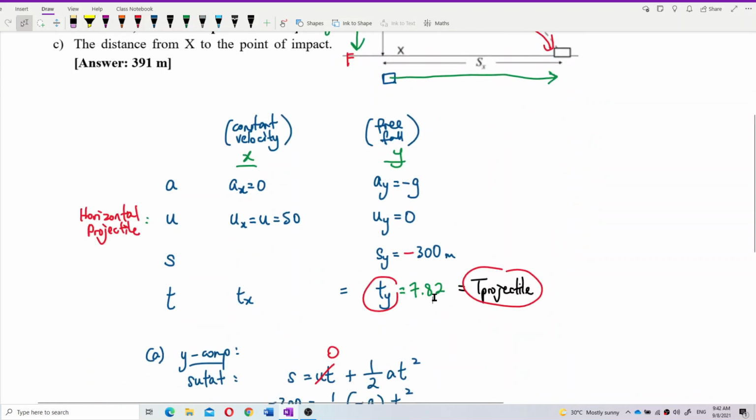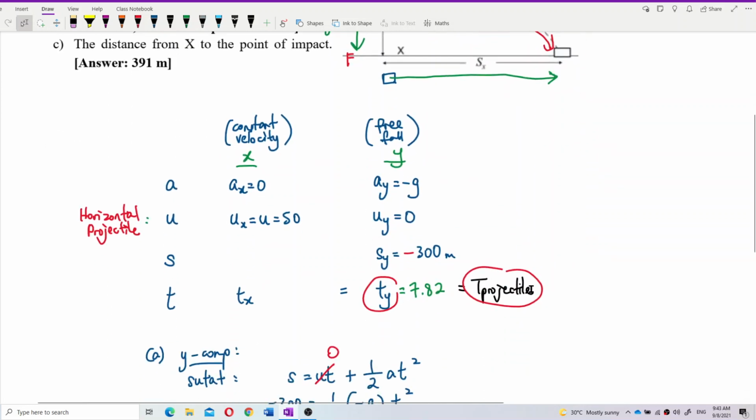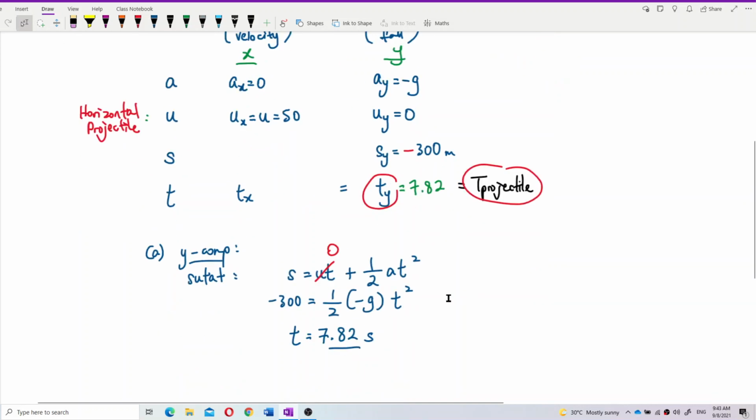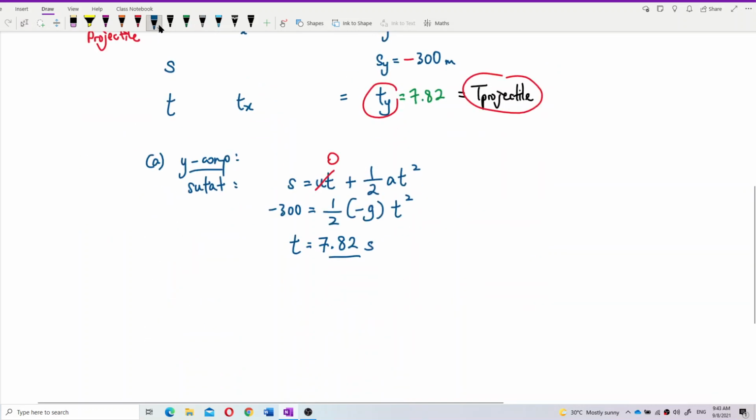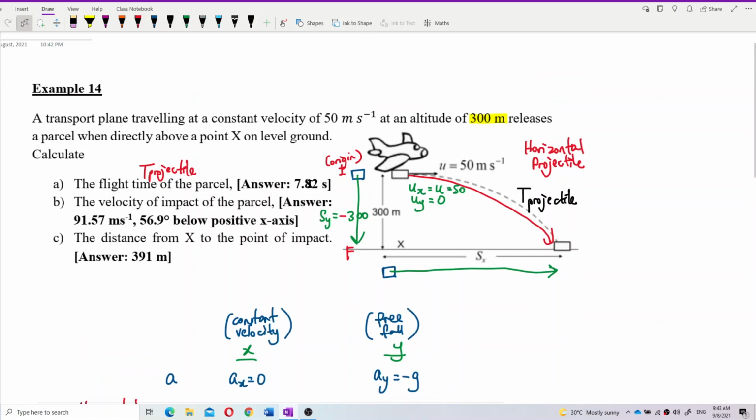So the question asked for what is the flight time of the parcel. What is the time of projectile? So time of projectile is equal to the time of free fall, which is 7.82 seconds. This is the answer, time of projectile. Is it correct? 7.82? Yeah, 7.82 is correct.